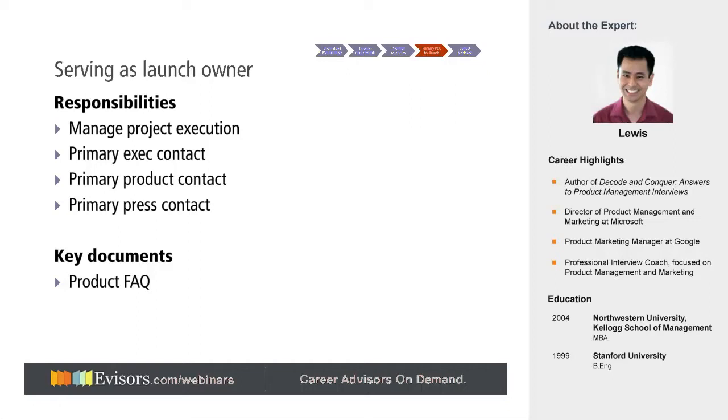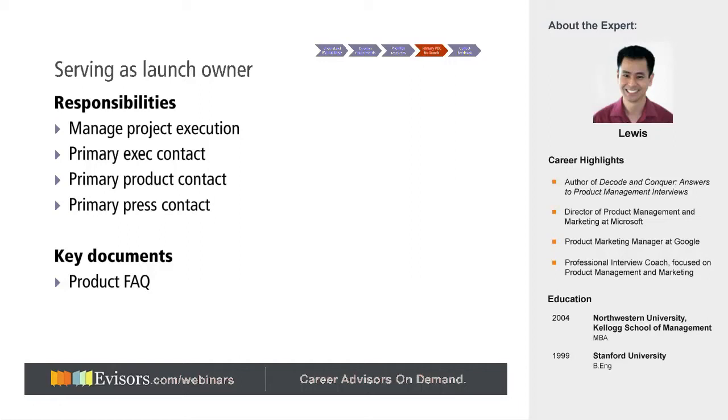The next thing is that you'll be the primary product contact. Anytime there's a need for a customer demo, the product manager is usually the first person they call. If there's any sort of customer issue with the product, they'll call up the product manager. Or if there's any new requirements or feature requests, those will go to the product manager as well.